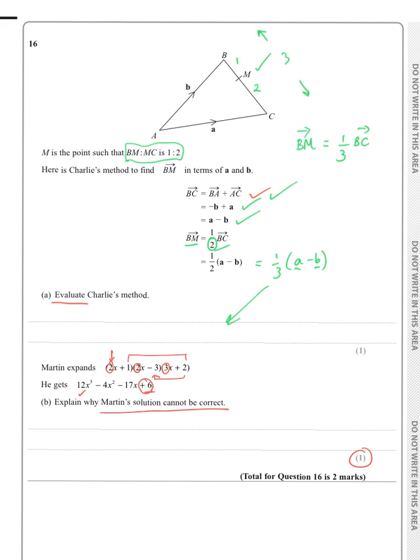So I would say the constant term should be negative 6, not positive 6. So that's my evaluation of Martin's solution and why it cannot be correct. So you don't need to do all the middle parts, because if that one part is wrong, then this solution cannot be right.